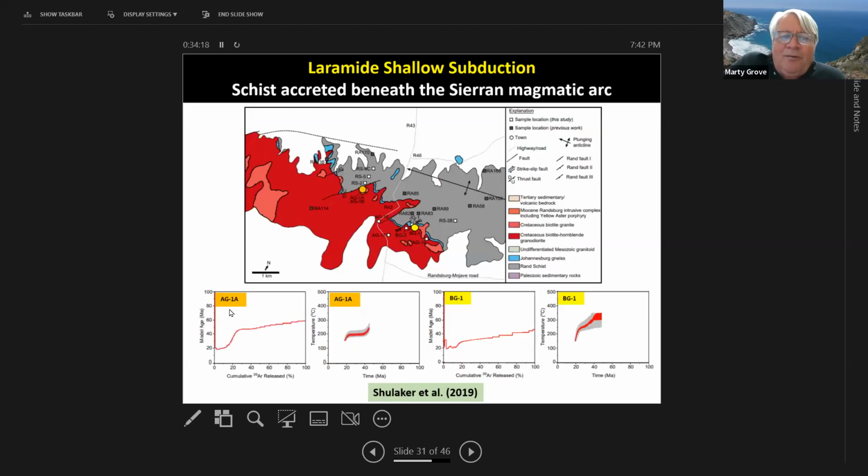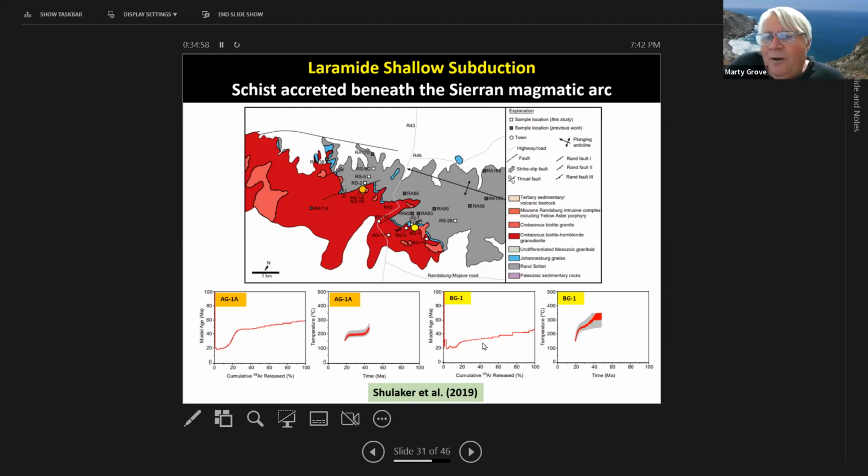So here's a couple samples. AG1A is in this location. BG1 is basically right on the contact. In between the hanging wall, the Atoya granodiorite, which is approximately 87 million years old in this region, and the Rand schist is generally a very thin tectonic unit referred to as the Johannesburg gneiss. And as you can see, the age spectra that we're measuring from these rocks are much, much younger than you see anywhere else in the Mojave.